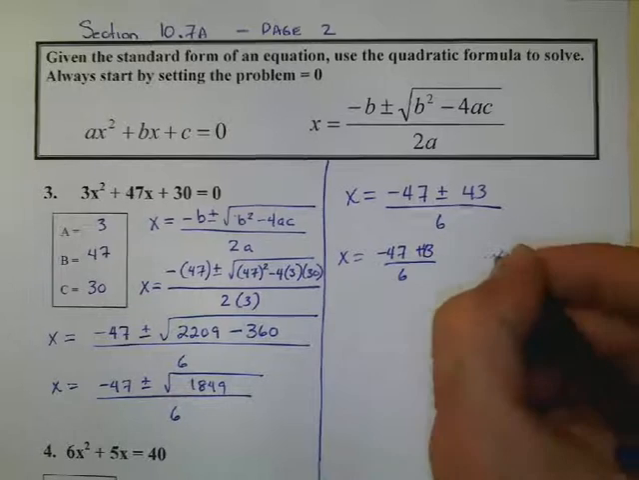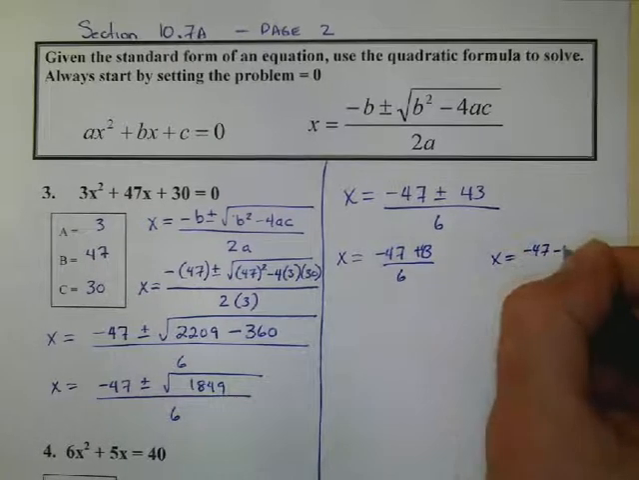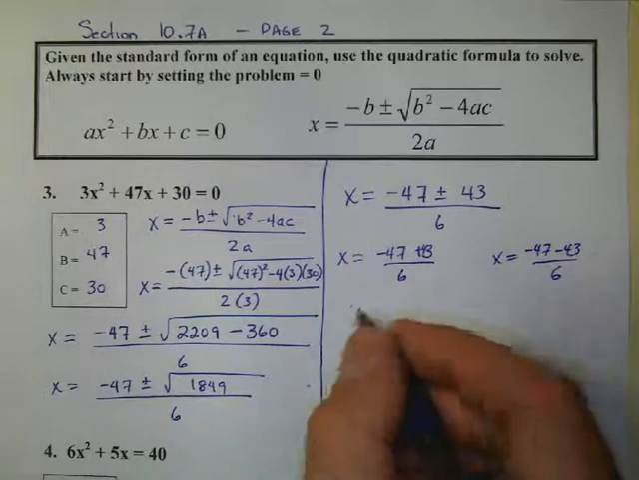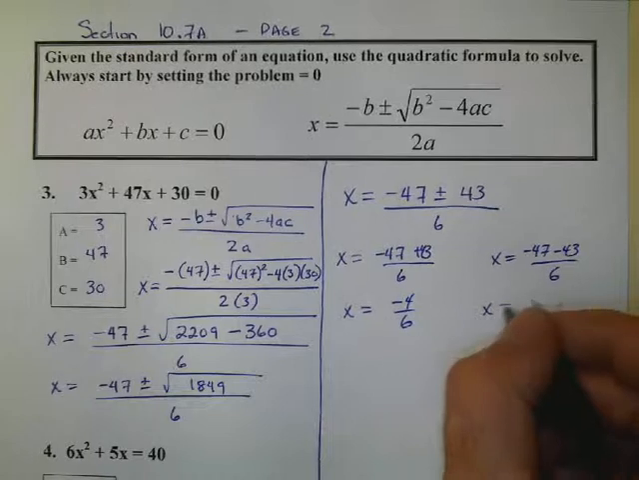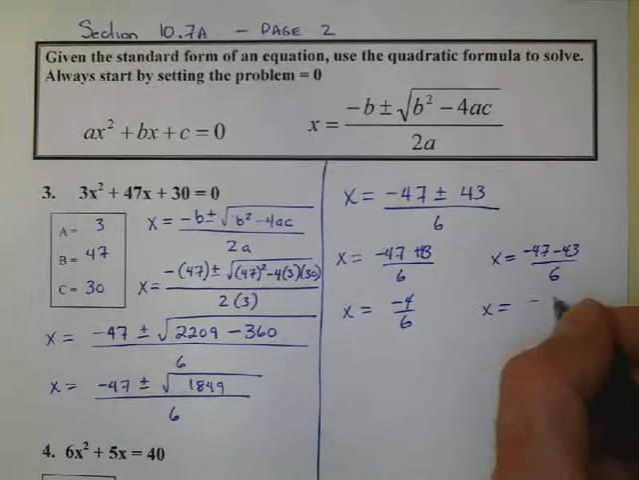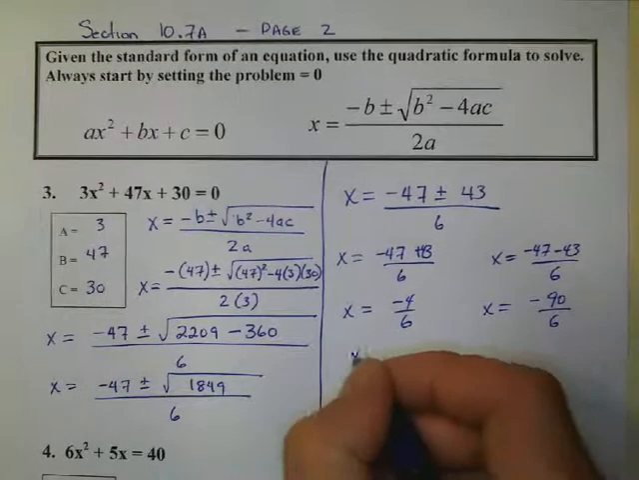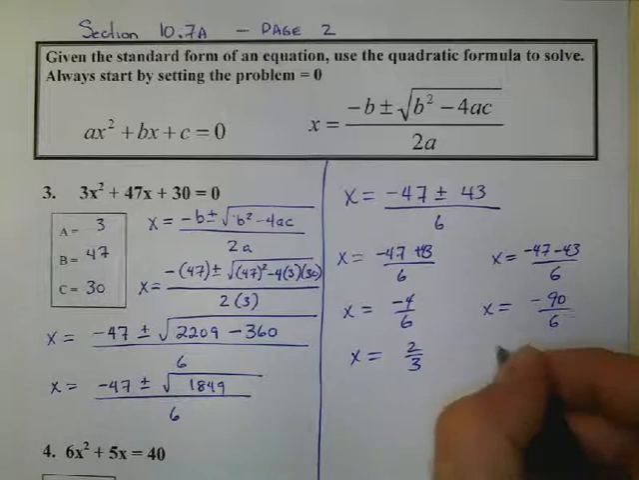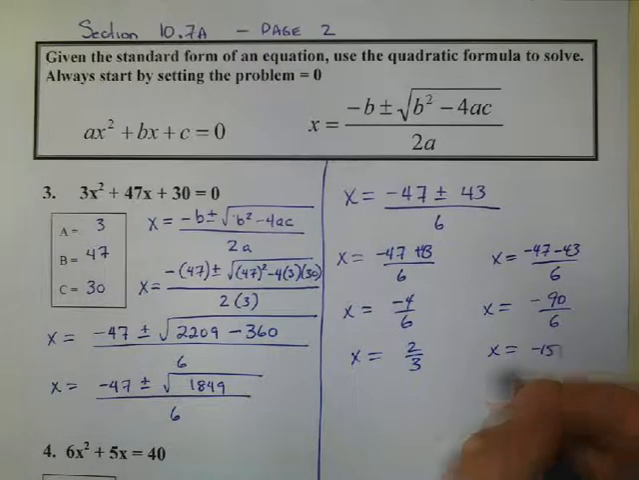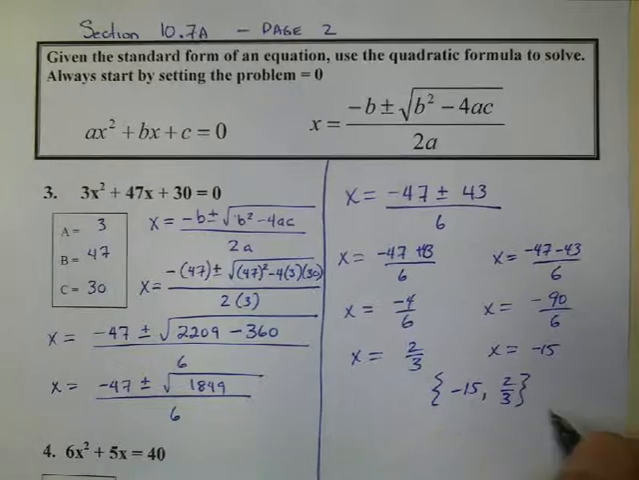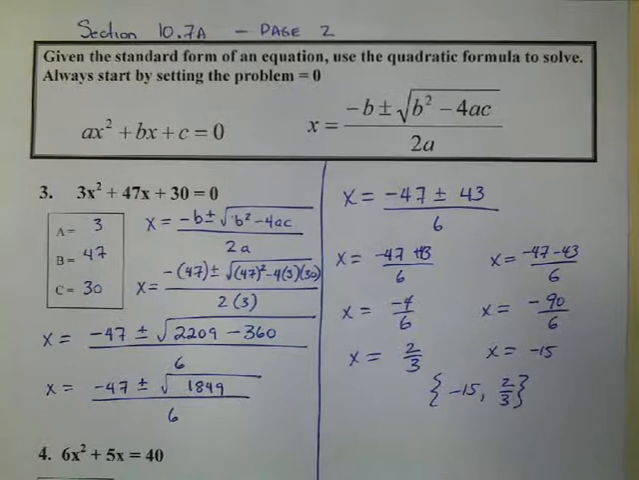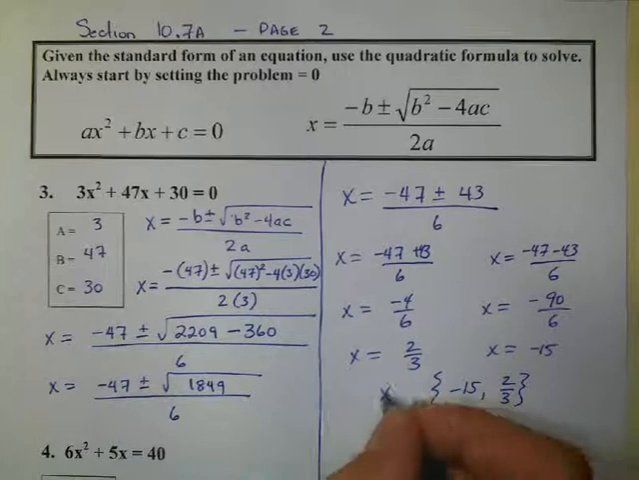We now split our problem into two parts: negative 47 plus 43 over 6, and negative 47 minus 43 over 6. Negative 47 plus 43 is negative 4 over 6, and negative 47 minus 43 is negative 90 over 6. Simplifying our answer, we have 2/3 and negative 15.